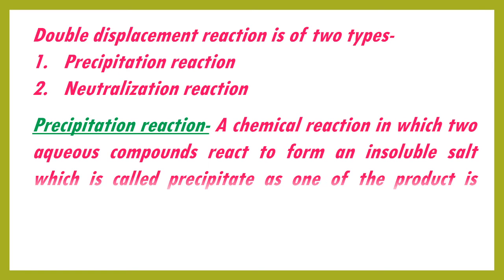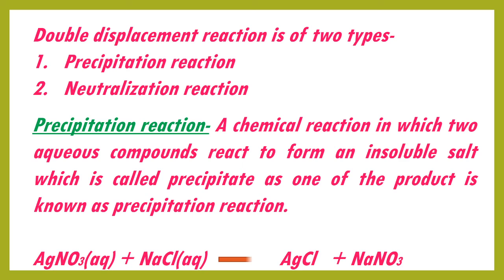First is precipitation reaction, a chemical reaction in which two aqueous compounds react to form an insoluble salt, called a precipitate, as one of the products, and it is known as precipitation reaction. For example, when AgNO3 reacts with NaCl, they give AgCl and NaNO3. Here AgCl is a precipitate.